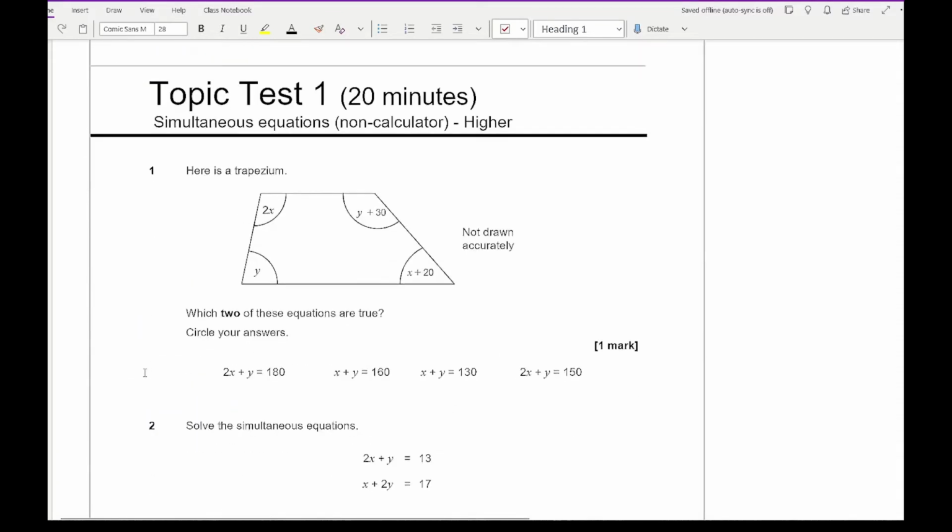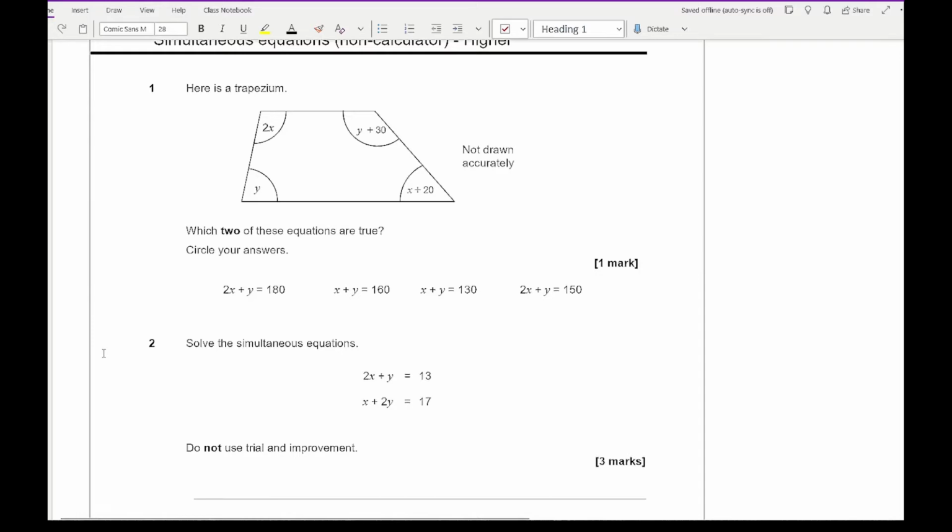So looking at question 1, and the key thing to note is that this isn't on a calculator. Question 1 says, here is a trapezium, which of these two statements is true?